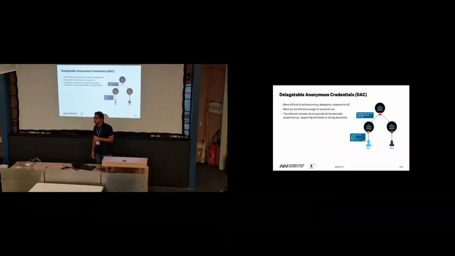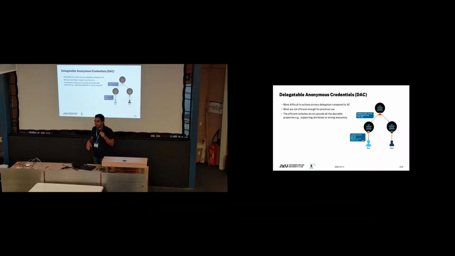Now, delegatable anonymous credentials. I think it's clear from the name that we want a delegation property. This is because in real-world applications, issuing credentials typically follows a hierarchical structure. Indeed, we don't have one single authority; we have many authorities in between. For example, one root authority delegates power to an intermediate authority, and that intermediate authority can issue the credential to the end user. That's a really typical real-world scenario.